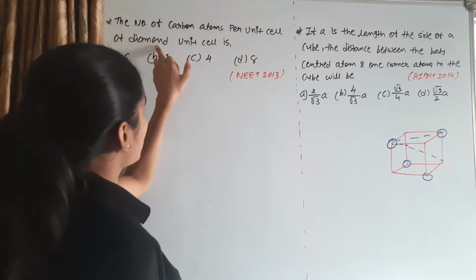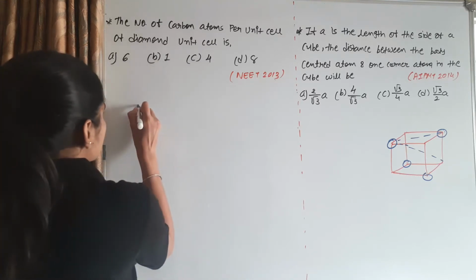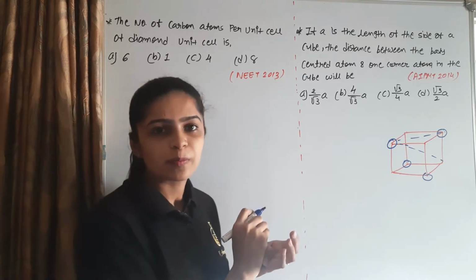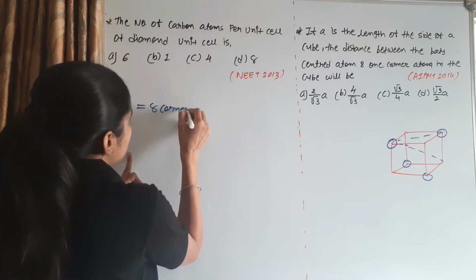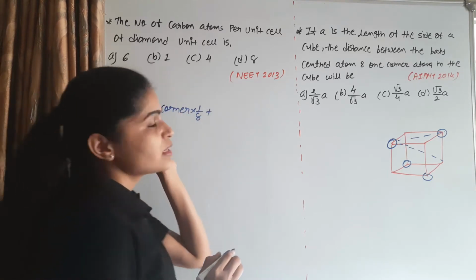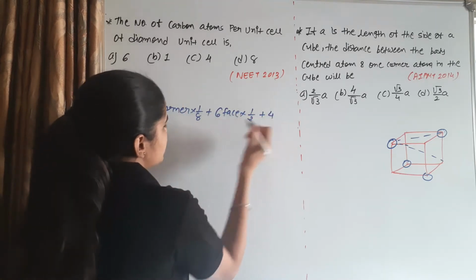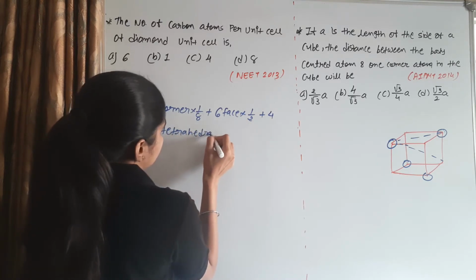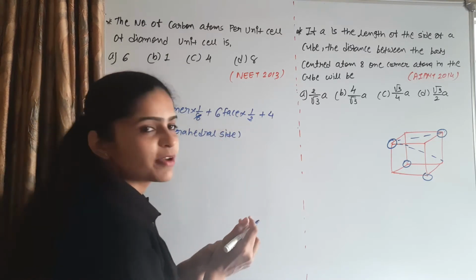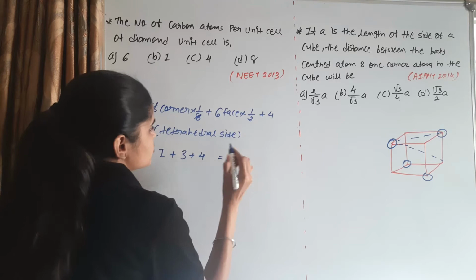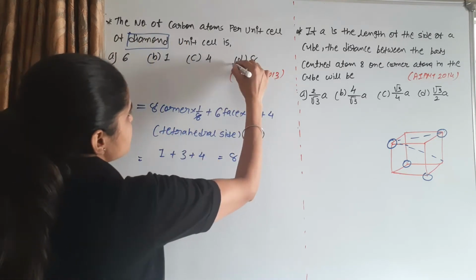Carbon atoms per unit cell of a diamond unit cell. Diamond has a structure like FCC with tetrahedral sites. First, the 8 corner atoms, each with contribution 1/8, plus, same as FCC, 6 faces with contribution 1/2, plus 4 tetrahedral sites. So 8 × 1/8 plus 6 × 1/2 is 3, and 4 tetrahedral sites, so it gives the value of 8. The number of carbon atoms per unit cell of diamond is 8.